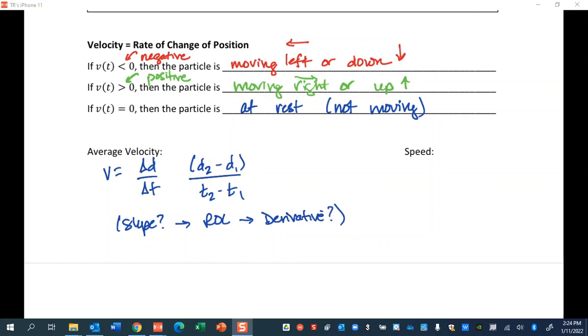Speed is going to be an idea that is never negative. So it's kind of like absolute value. Your speed is going to be the absolute value of that velocity. So velocity is going to have that positive or negative, and that's where we're going to get that direction from.